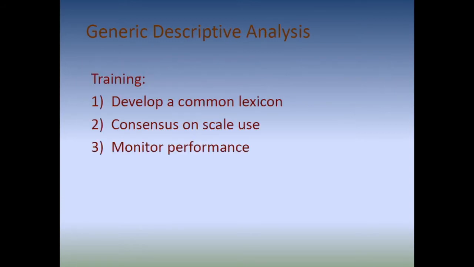So in the training, there are a couple phases. You're going to develop a common lexicon. That's that vocabulary of words to describe the class of products that you're working with. You're then going to build up a consensus on what that line scale should look like, and you're going to monitor their performance to make sure that the panelists, after progressing in their training, are able to consistently score that product time and time again when they are seeing the same product time and time again.